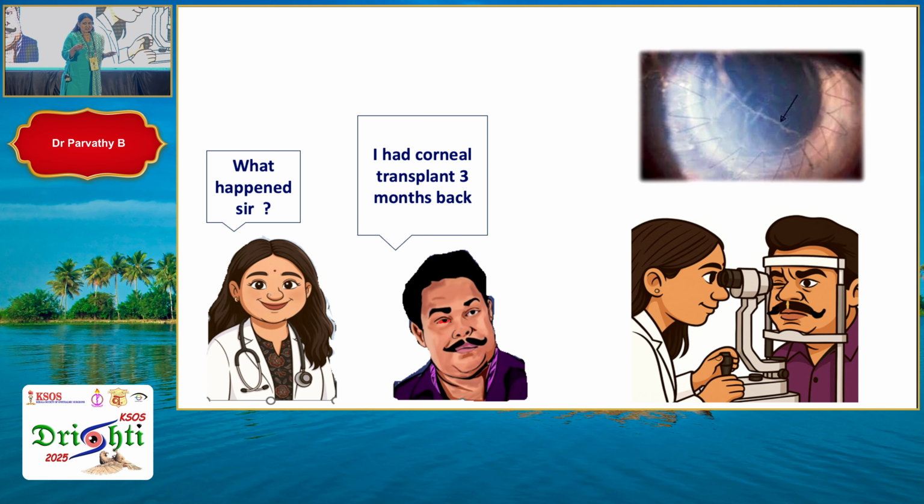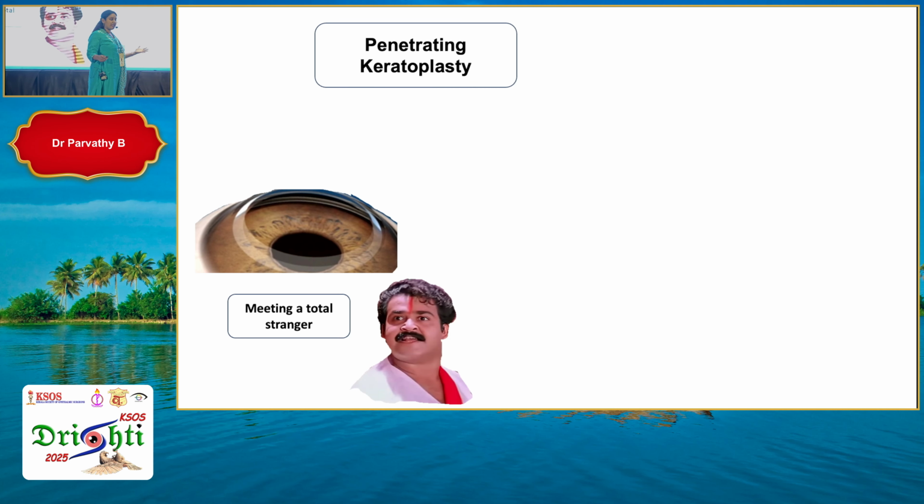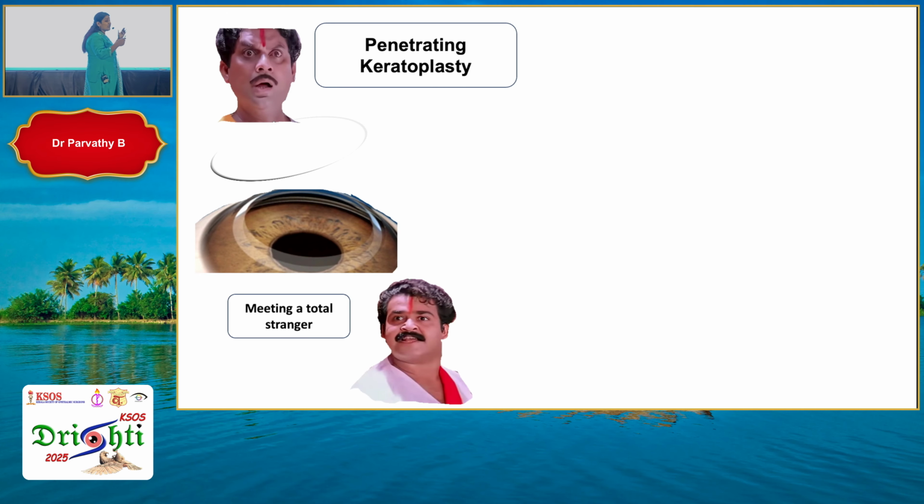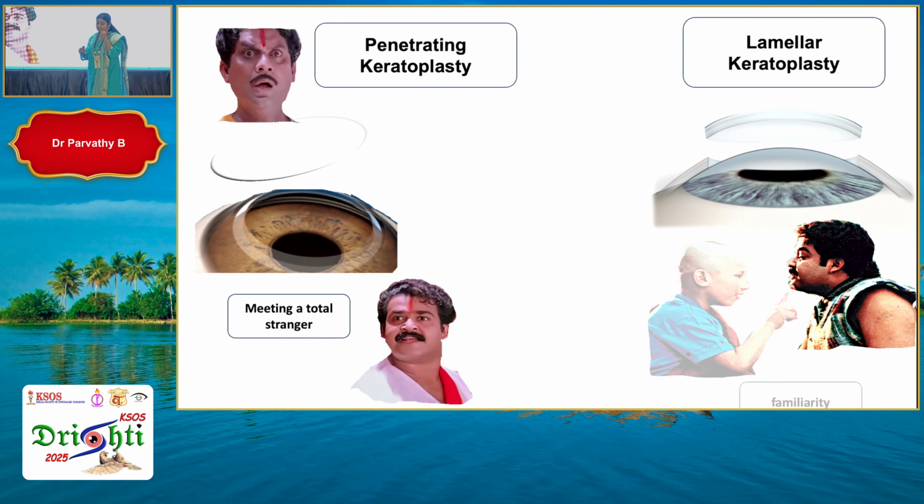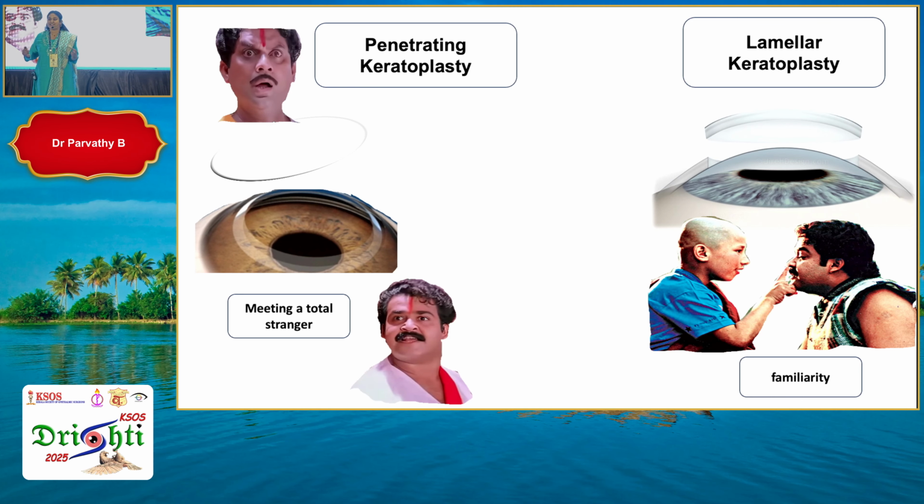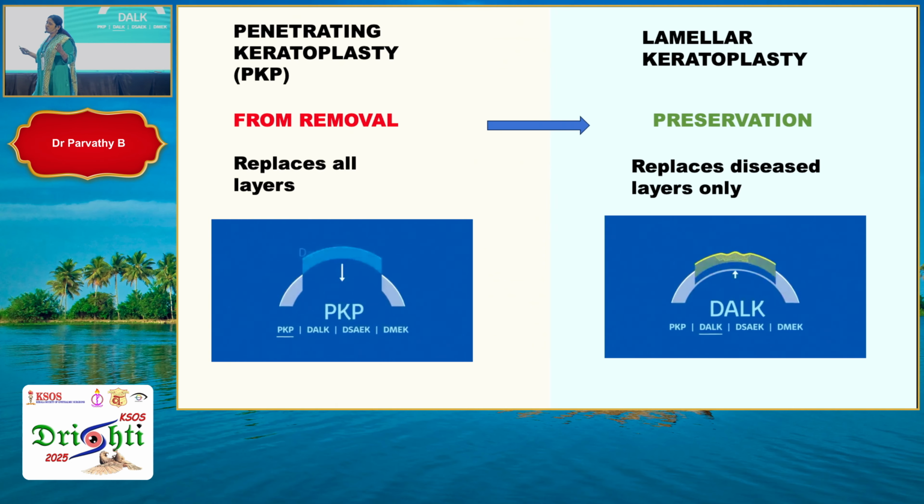So last class we discussed PKP, right? What is the major drawback there? Rejection. Why? Because in PKP, it's like we are having a total new stranger and our body tends to fight with it. Whereas in a lamellar, because some amount of our own tissue is left, that gives a familiarity, thus reducing rejection, children. So in PKP, where we remove all the layers, in lamellar keratoplasty, we remove only what is diseased. So it's like more preservation and targeted.